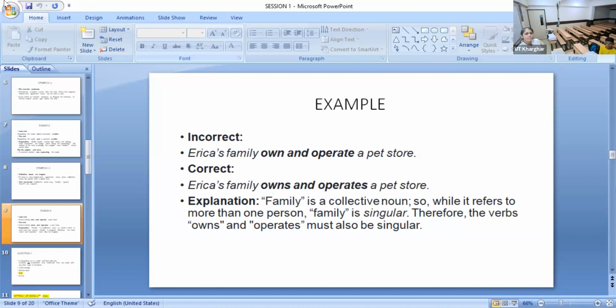A lot of people will say it because the apostrophe S is there, so I will write own. Do not consider your apostrophe S. Consider your family. Family is a collective noun, so whenever there is a collective noun like family, you have to use S for it: owns and operates a pet store. Are we clear? But if the sentence was like Erica and her family, then it would be own. If family is not there, then you get it.